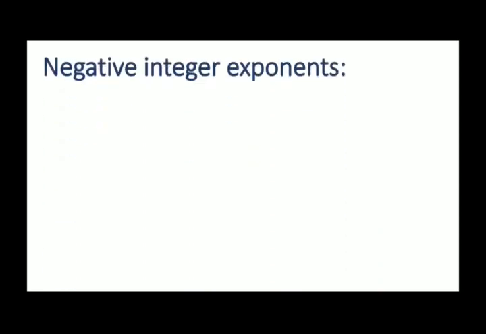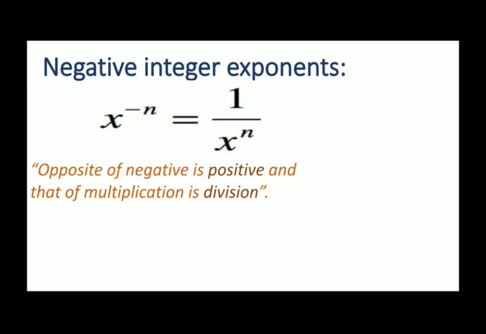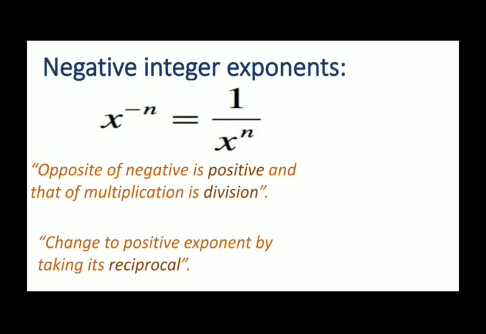In negative integer exponents, you have only one rule, which is x power negative n is equal to 1 by x power n. To remember this rule, take the opposite of negative to be positive and that of multiplication to be division, or change the negative exponent to a positive exponent by taking its reciprocal. For example, if you have 2 power negative 2, you just have to take the reciprocal of 2, which is 1 by 2, and change the negative exponent to a positive exponent. So your answer is 1 by 2 square.